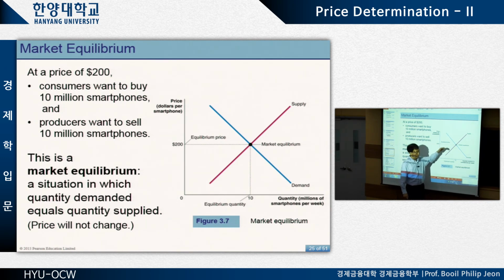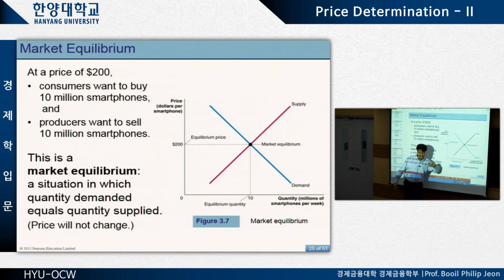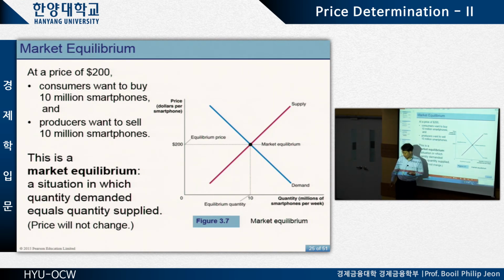Well, we'll talk about it later, but if we are at this point, there will be no change. In other words, the price will not change, quantity will not change. It will just stay there because quantity demanded is equal to quantity supplied.